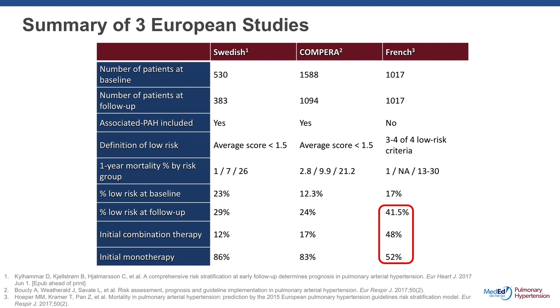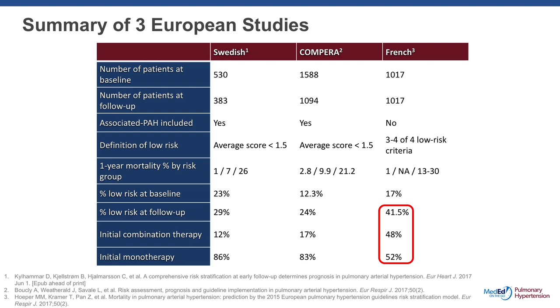The Swedish and Compara registries included the associated PAH, and the French registry did not. It was just the heritable, idiopathic, and anorexigen induced. We reviewed already what they defined as low risk: less than 1.5 when you did the math for Swedish and Compara, and 3 or 4 of the 4 low-risk criteria for the French.